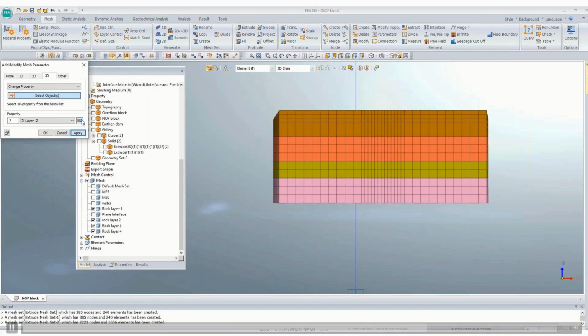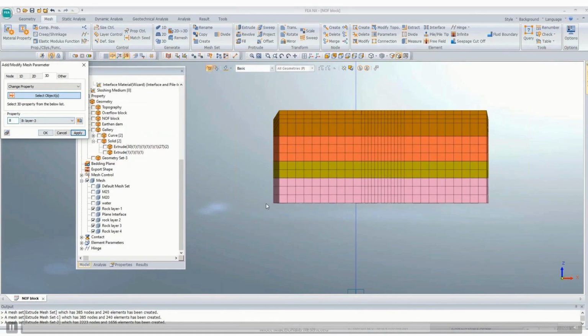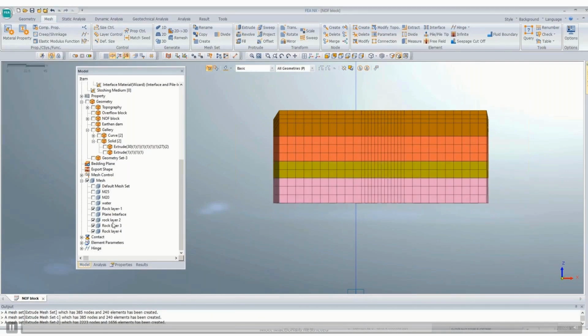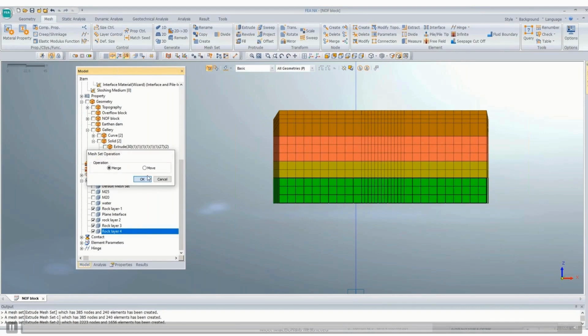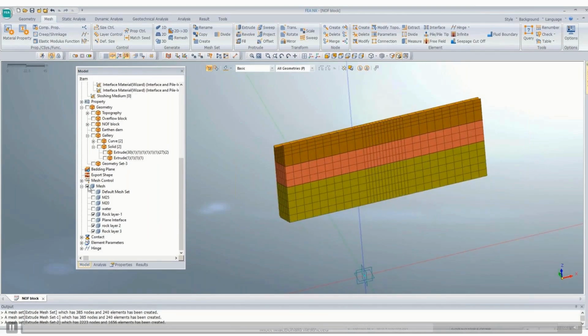Are 4 layers there? No, only 3 layers are there. Anyways, so let's keep all the bottom mesh as layer 3. Otherwise, I can create one more layer for this. So probably I can combine these. So this is the setup of the foundation.